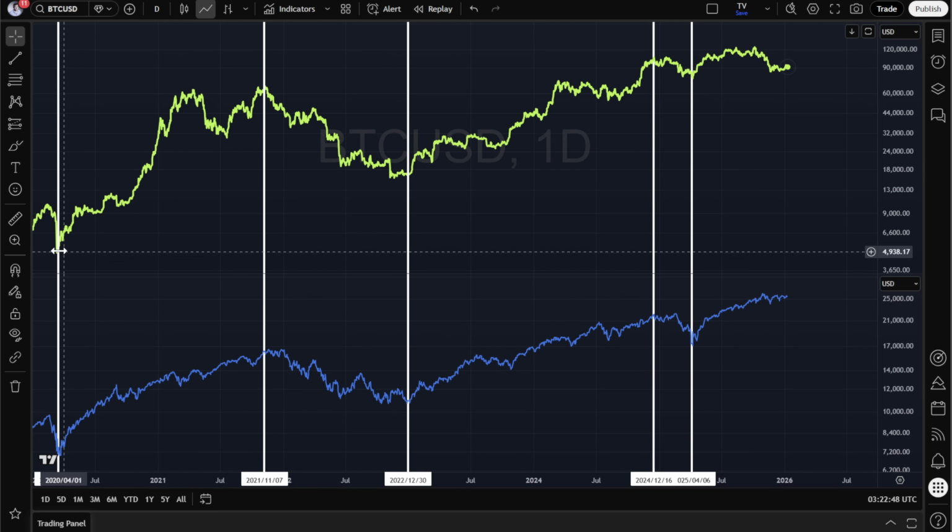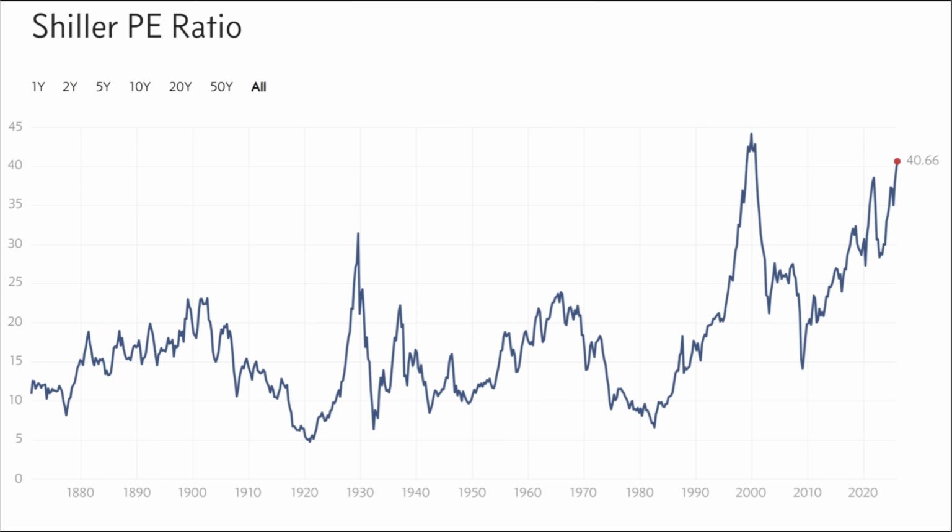In other words, Bitcoin bottomed at the same time as the Nasdaq 100. It also topped at the same time as technology stocks. It then bottomed again at the same time. It topped, it bottomed. Those two lines, they are not 100% the same, but they tend to trend in the same direction. And so that's why the Shiller PE ratio is so important.